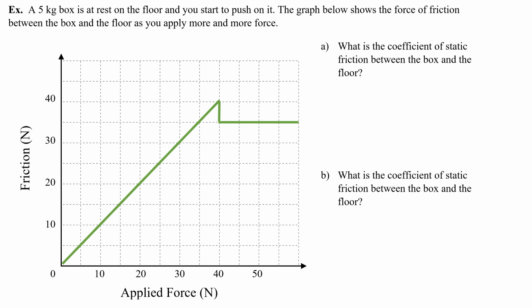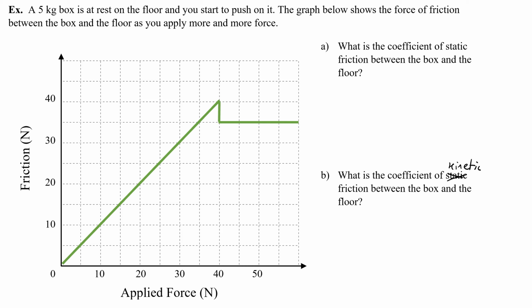A 5 kilogram box is at rest on the floor and you start to push on it. The graph below shows the force of friction between the box and the floor as you apply more and more force. A. What is the coefficient of static friction between the box and the floor? B. What is the coefficient of kinetic friction between the box and the floor?